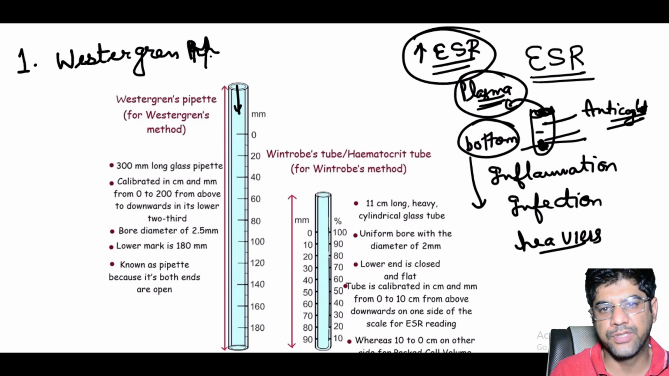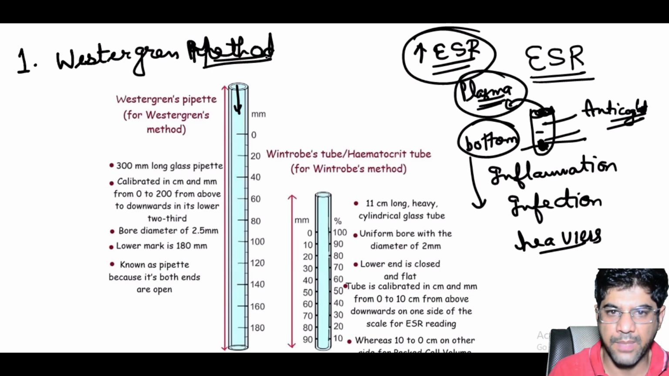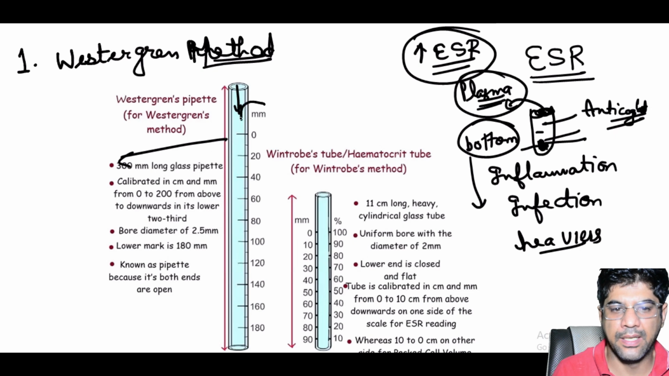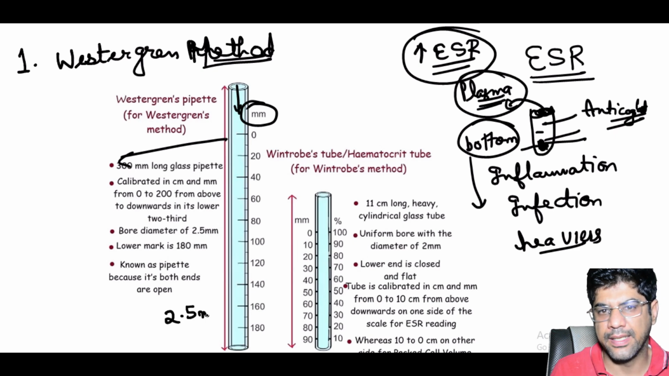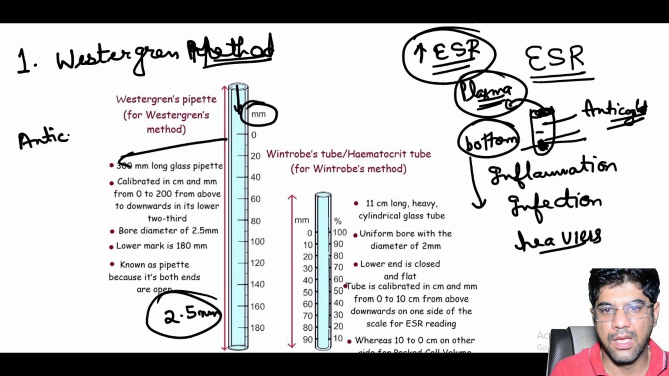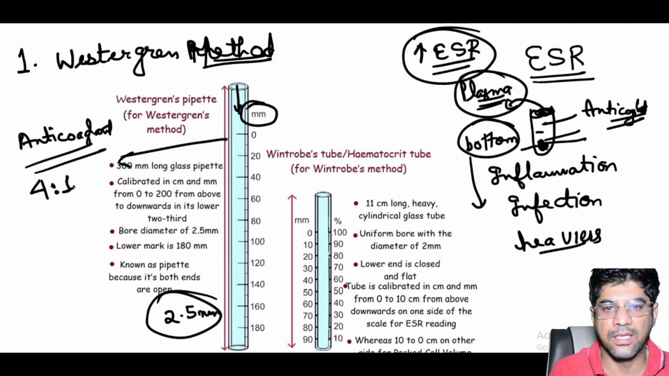So remember, the most widely used technique for ESR determination is the Westergren method. So first of all, blood is drawn into a Westergren tube. So this one is the Westergren tube, that is a long, narrow tube, and the calibration here is in mm with an internal diameter of around 2.5 mm. So here the blood is mixed with an anticoagulant. The anticoagulant we use is sodium citrate in a 4:1 ratio in order to prevent clotting.